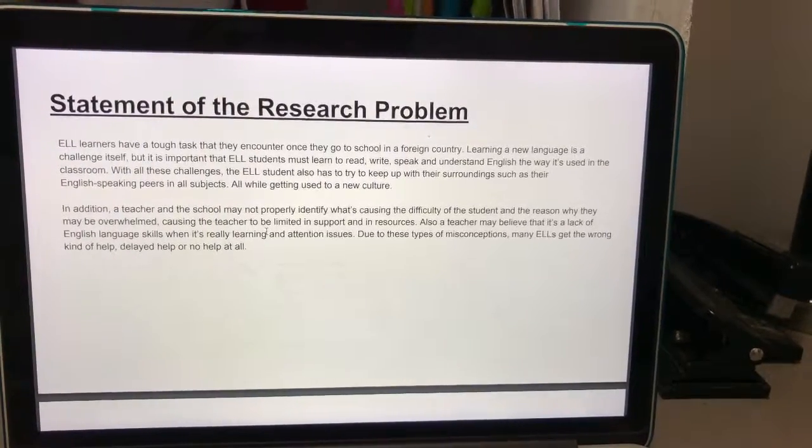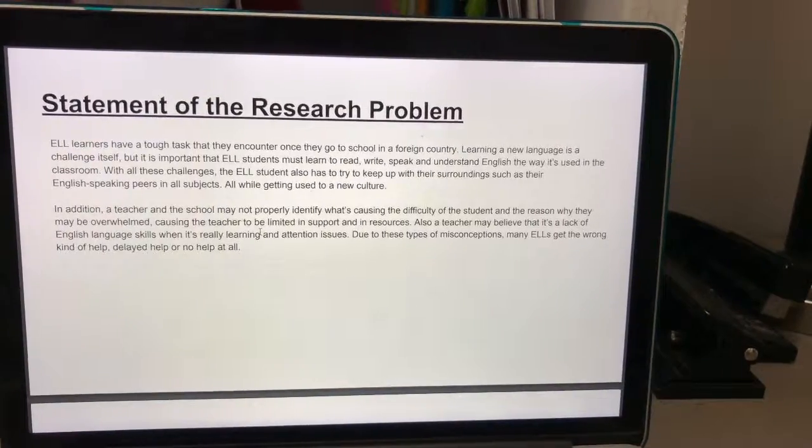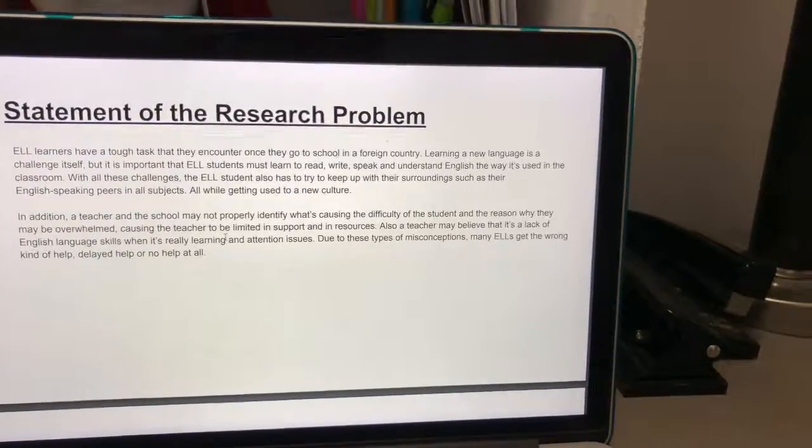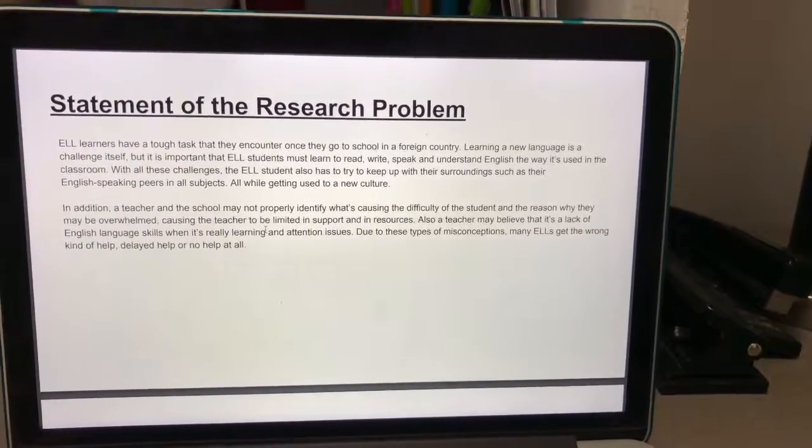Also, a teacher may believe that it's a lack of English language skills when it's really learning and attention issues. And due to these types of misconceptions, many ELLs get the wrong kind of help, delayed help, or no help at all.